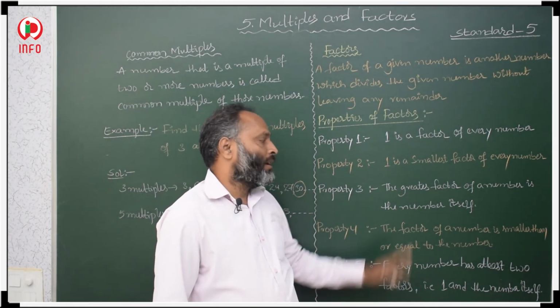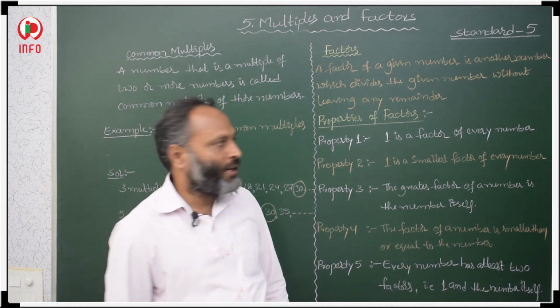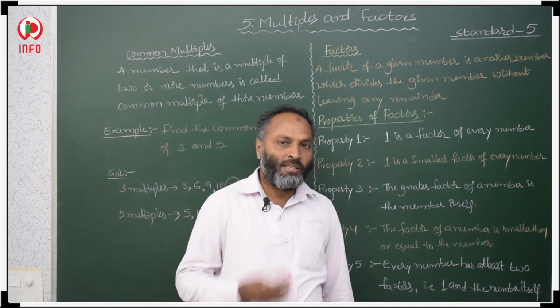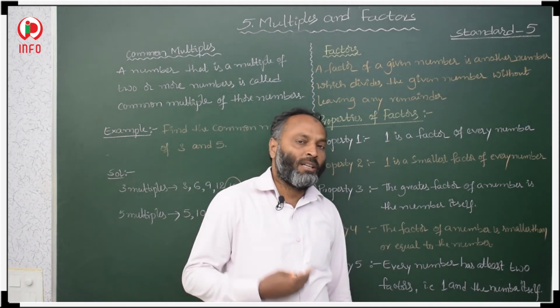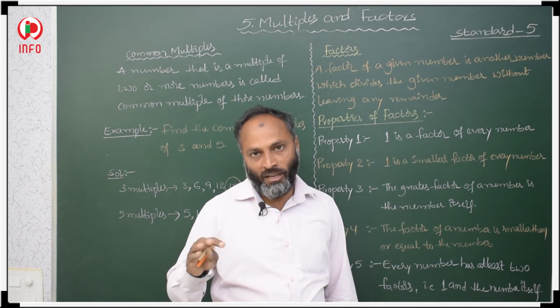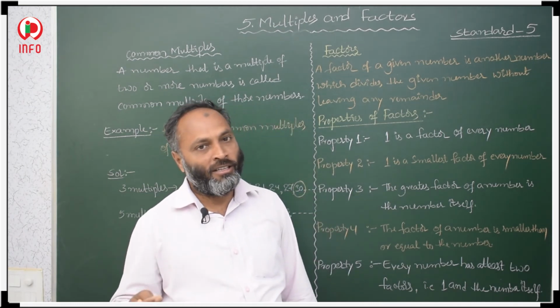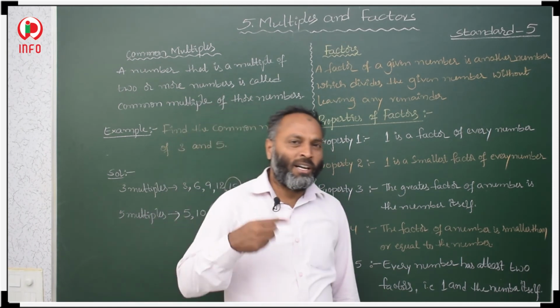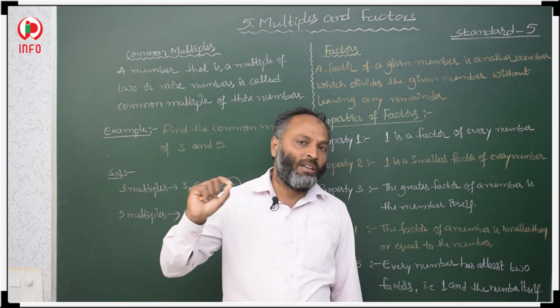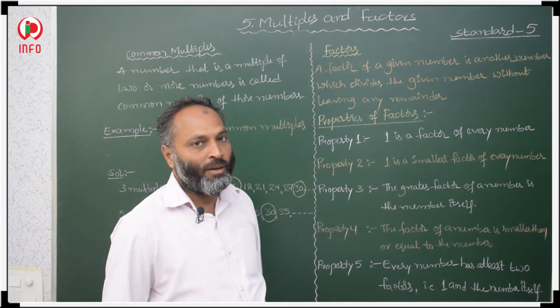First property, 1 is a factor of every number. So in all the numbers 1 will come. 1 divides all the numbers perfectly without leaving any remainder. 1 divides 32, 1 divides 100, 1 divides 1000, 1 divides 25. 1 divides all the numbers without leaving remainder. So 1 is a factor of every number.